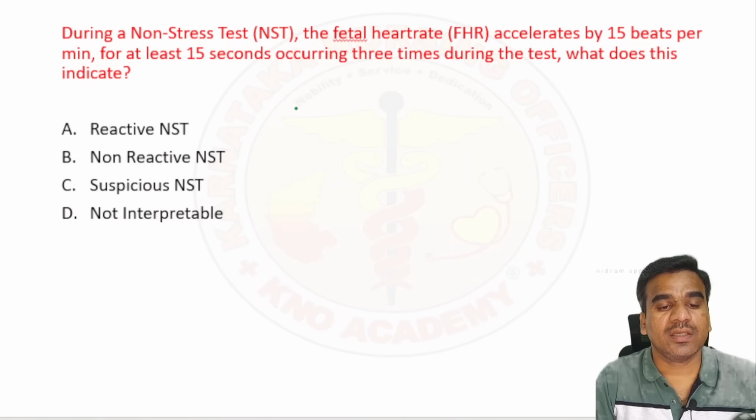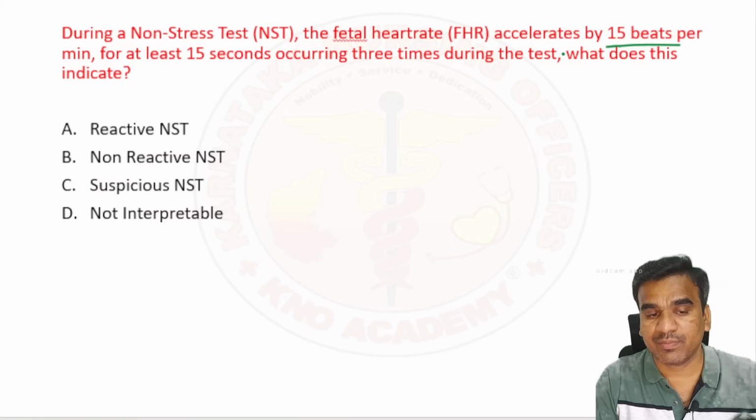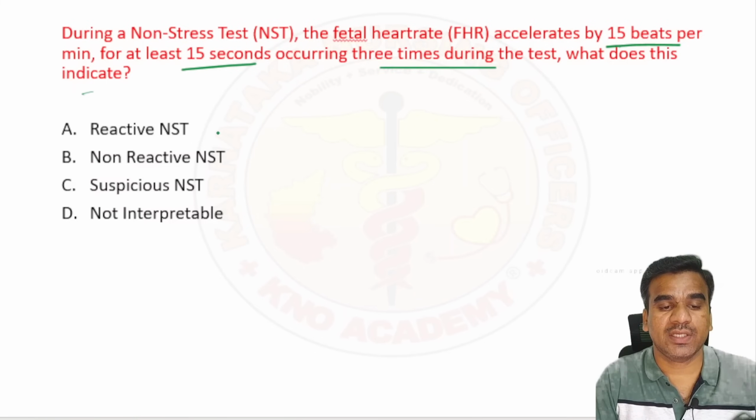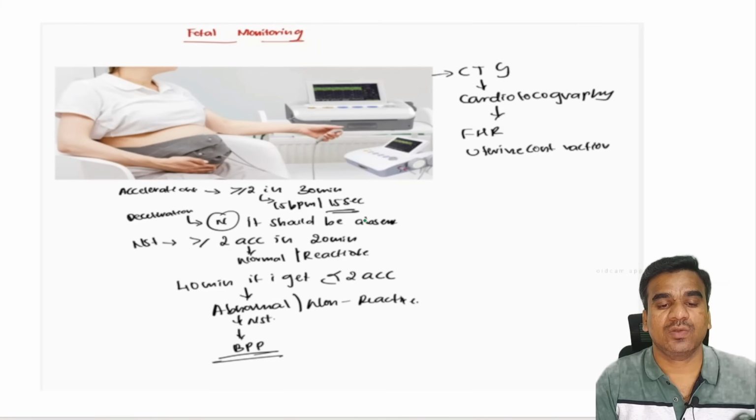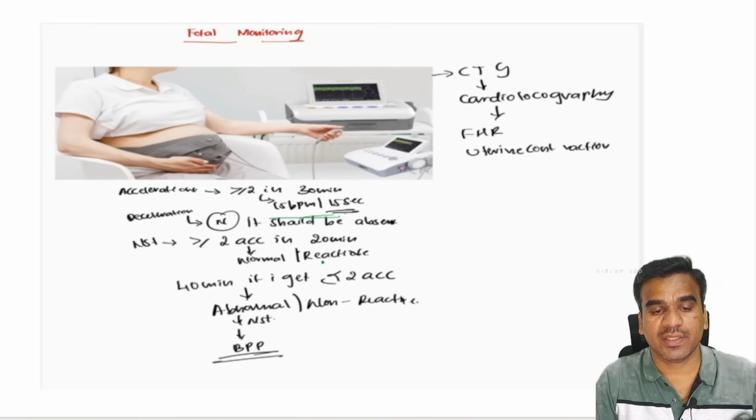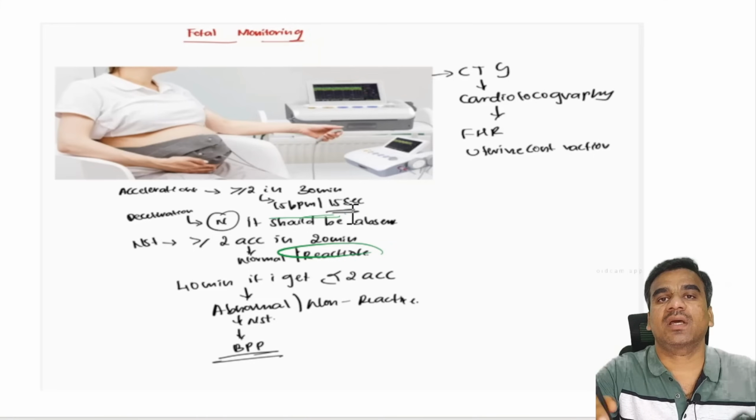And during a non-stress test, NST, fetal heart rate, FHR, accelerates by at least 15 beats per minute for 15 seconds, occurring 3 times during the test. What does this indicate? Whether it's reactive or non-reactive, suspicious or not interpretable. So this is the reactive NST. You can watch the video in the KNO Academy app. Class done by Akil sir. Here we can see the 15 beats per minute in 15 seconds, so this is reactive. The same OBG rapid revision class is available free in the KNO Academy app. You can watch those videos.